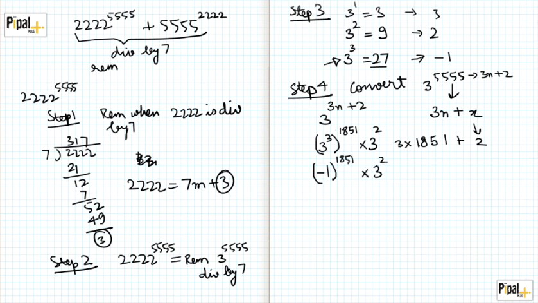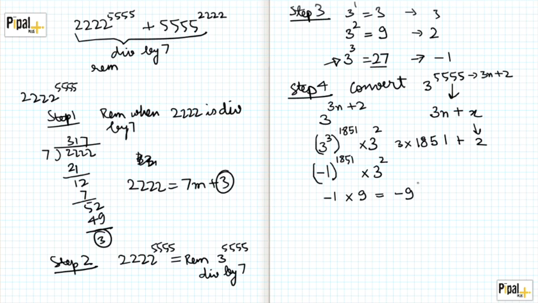So minus 1 to the power 1851 is minus 1. So I get a minus 1 from here and I get a 9 from here. So this is minus 9, right? But can I get a remainder minus 9 when something is divided by 7? I can't.